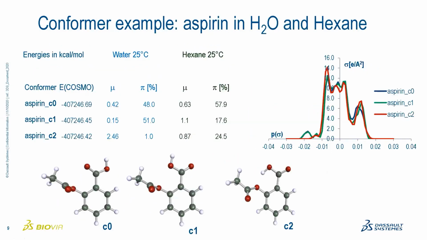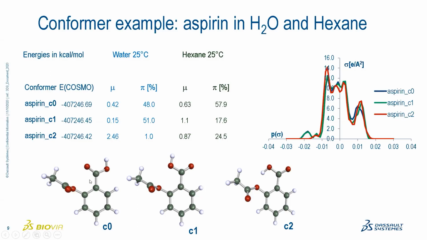Okay, one example. Here we have aspirin in water and in hexane. So our aspirin here has 3 different conformers. We call them C0, C1, C2. This is our nomenclature for conformers. And the 0, 1, and 2 refers to the COSMO energy. So that's the energy in the COSMO file without any mixture and without any chemical potential. So aspirin 0 has the lowest quantum chemical energy.